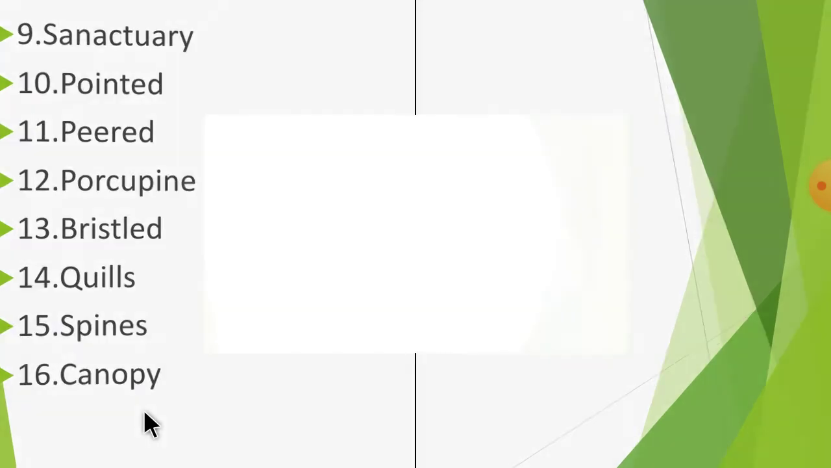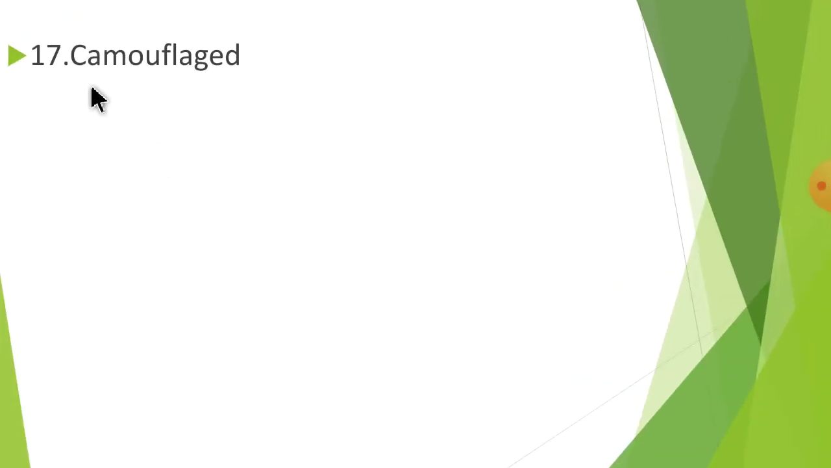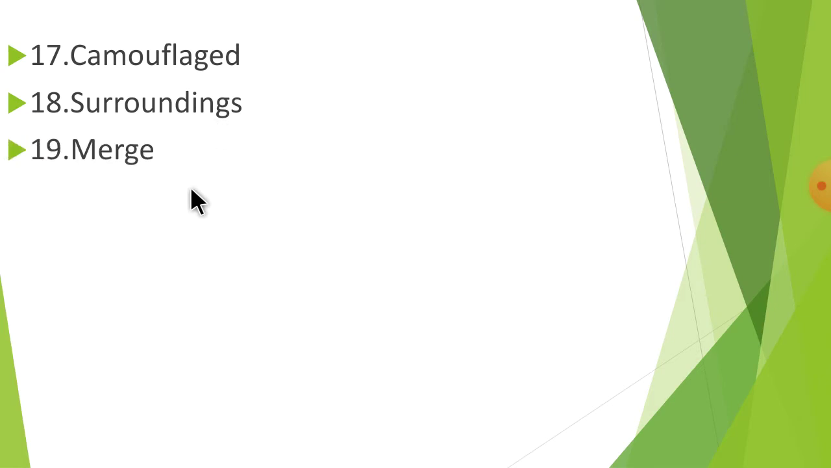Then next is number 17, C-A-M-O-U-F-L-A-G-E-D, Camouflaged. Number 18, S-U-double R-O-U-N-D-I-N-G-S, Surroundings.